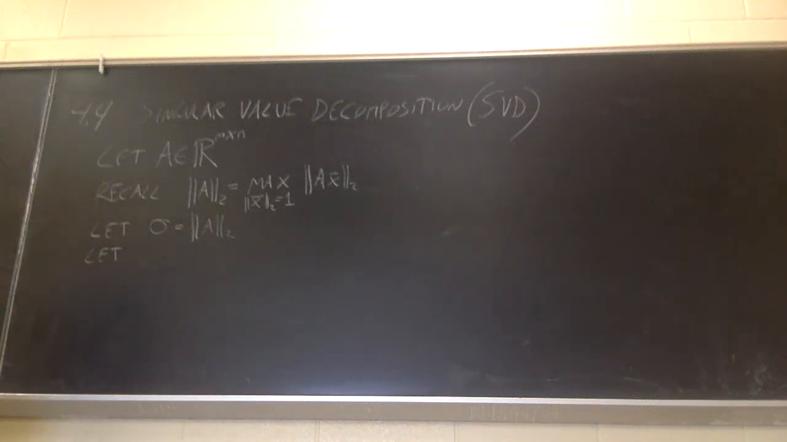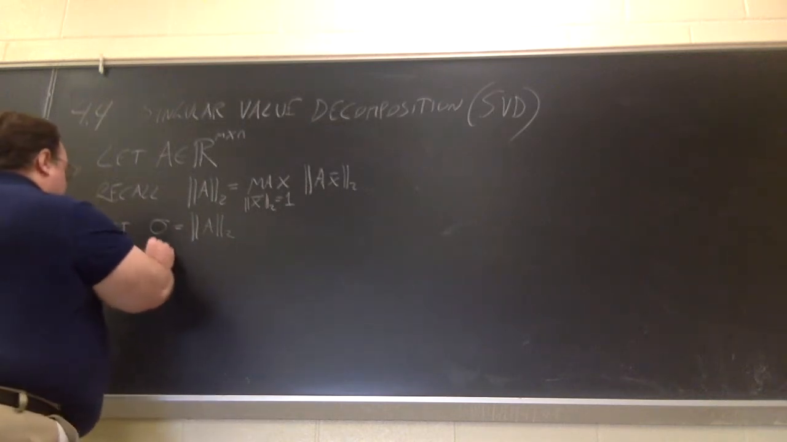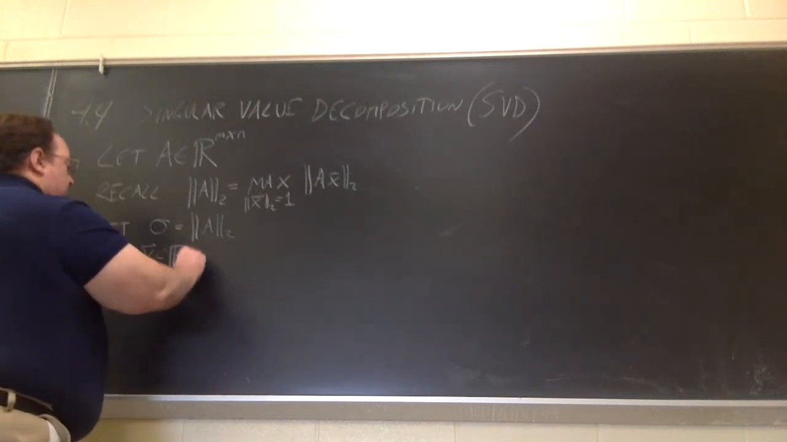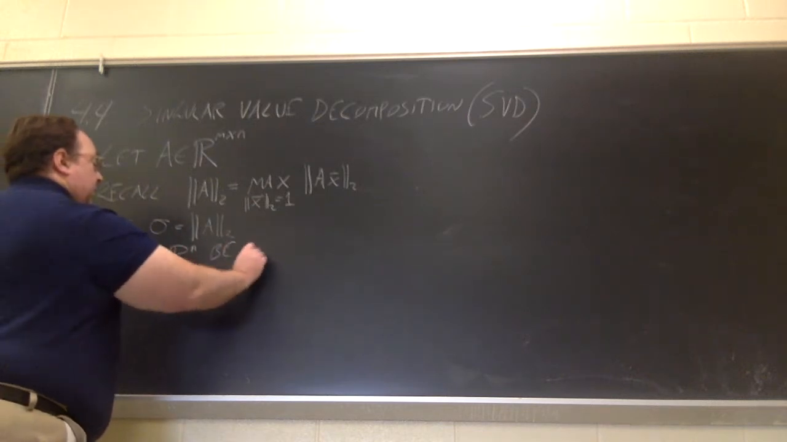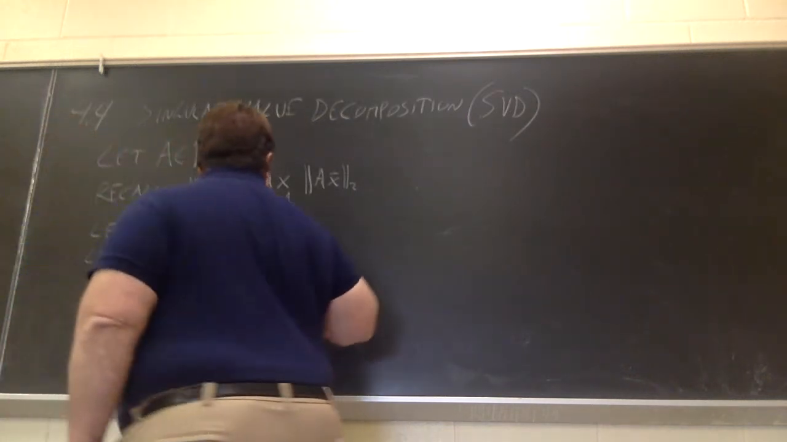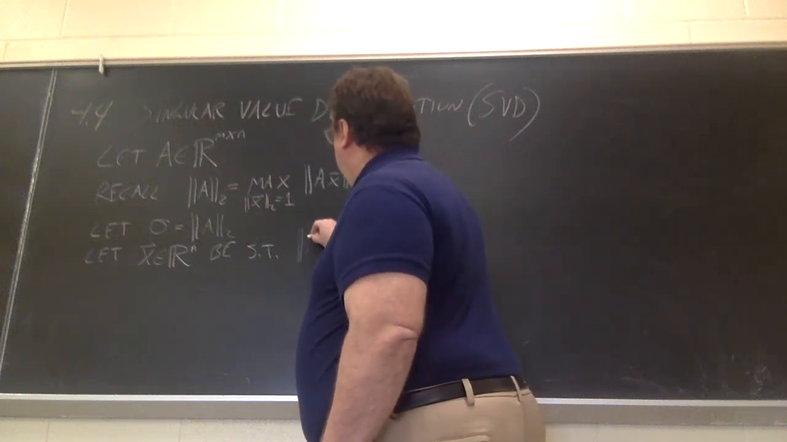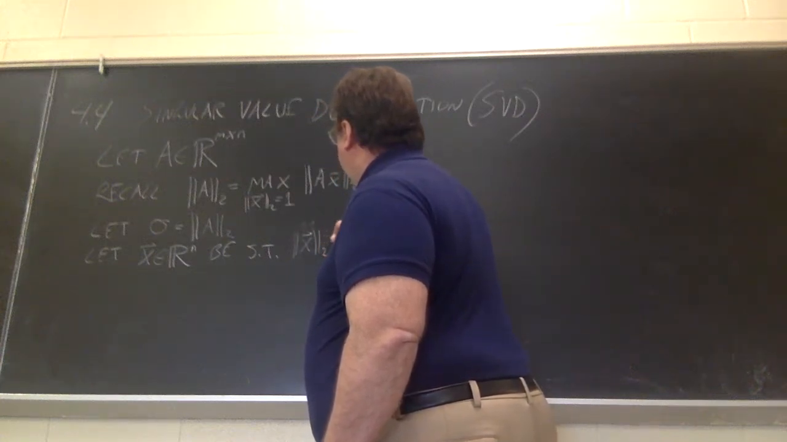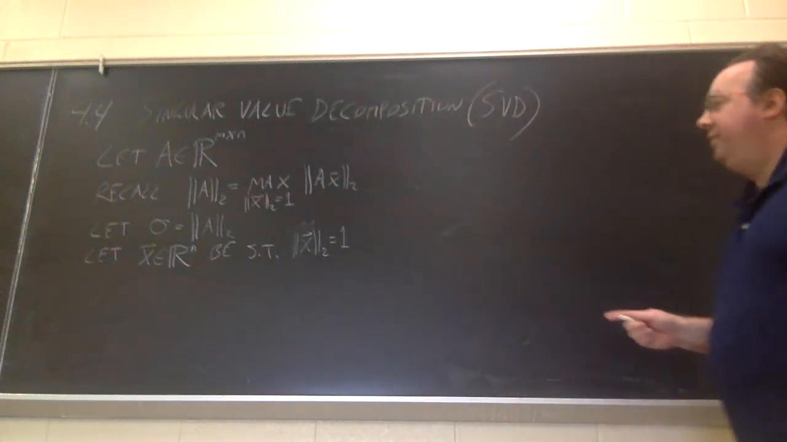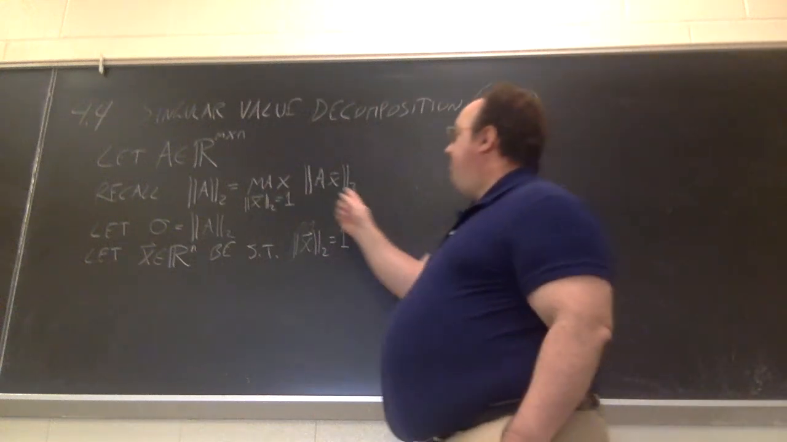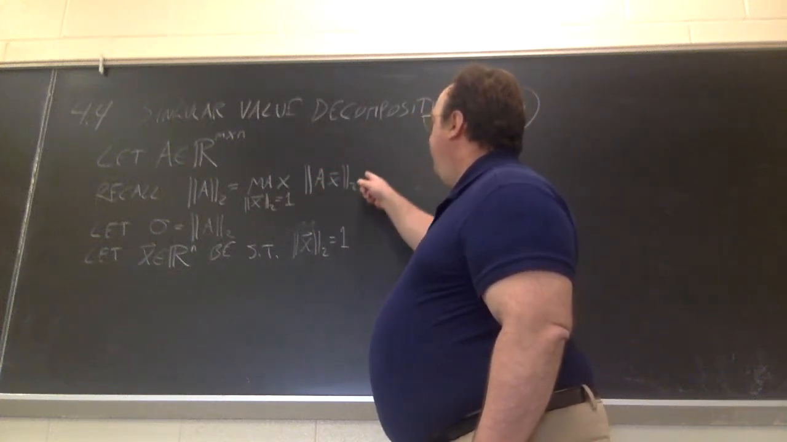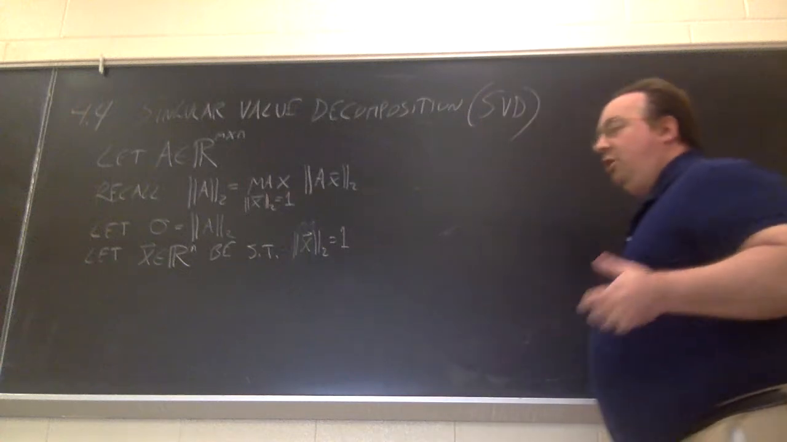I'm going to label a vector by x, an n-vector, such that it has these properties. First, I'm going to stipulate that it is a unit vector. So there is some unit vector where if I compute A times x and take its vector 2-norm, the result is going to be the 2-norm of A, sigma.